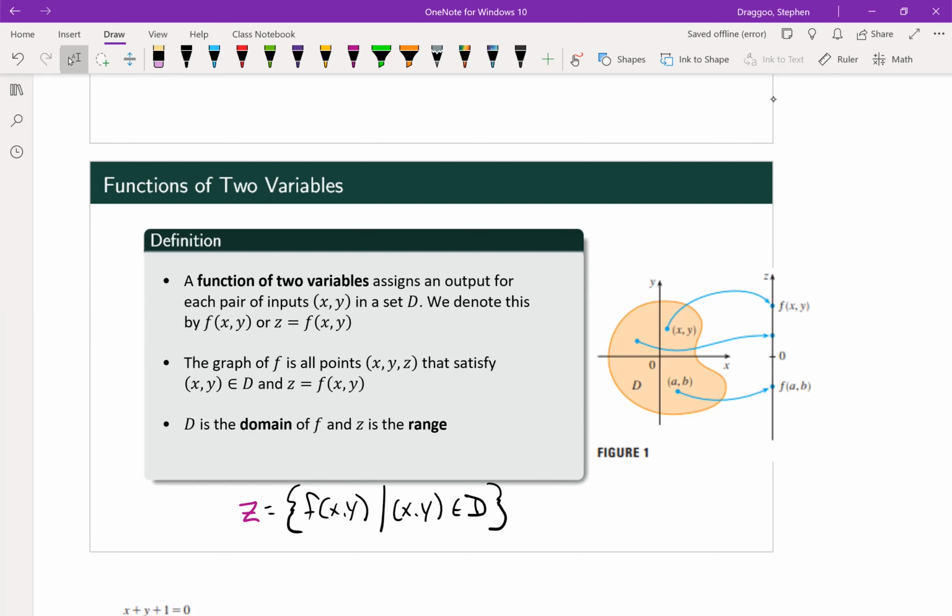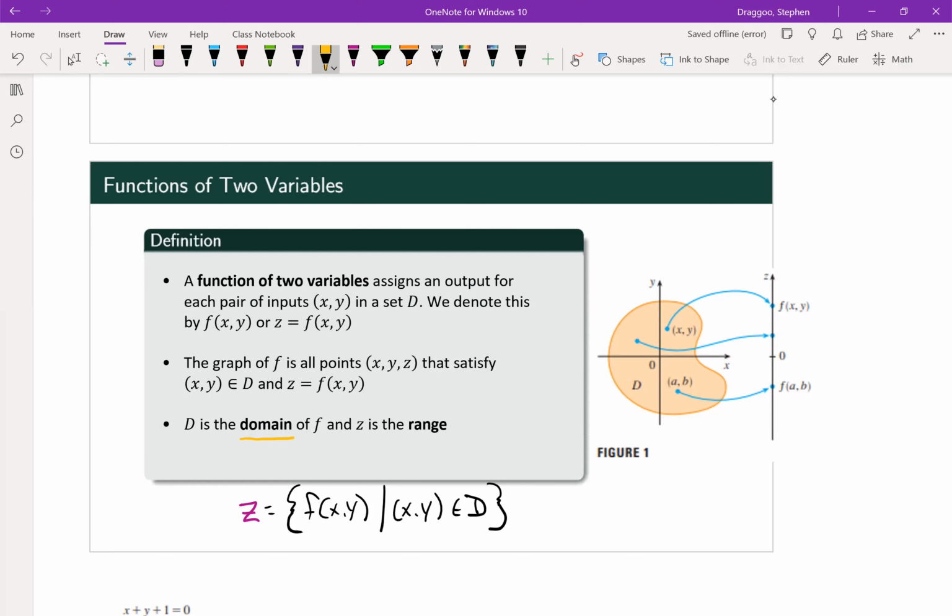So we're going to say that set D is going to be the domain, D for domain, probably makes some sense there. And then if we're saying that our function is z equals f of x, y, then z is going to be the range. So a couple of things to point out here real quick is that the domain of a multivariable function is going to be some two-dimensional object.